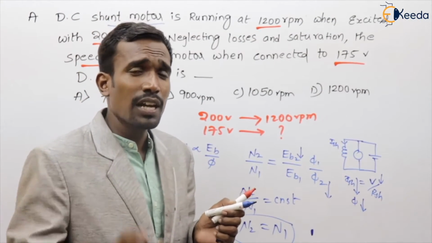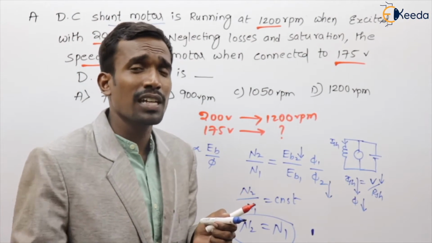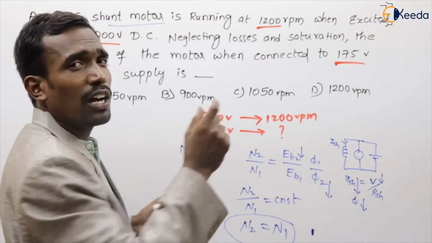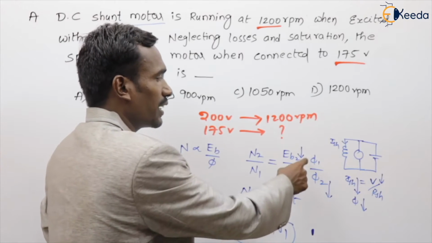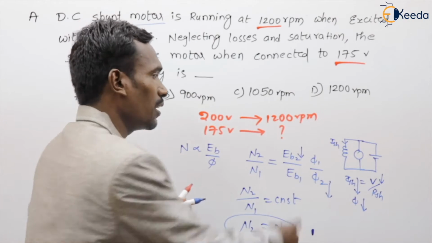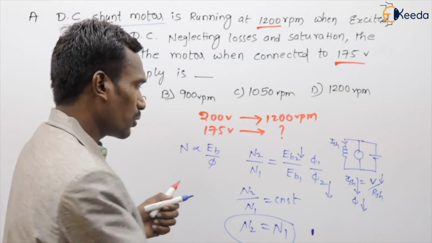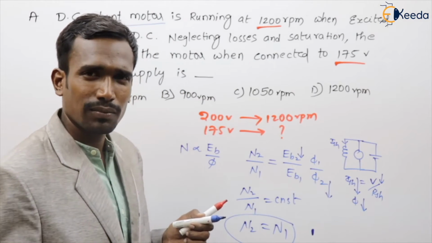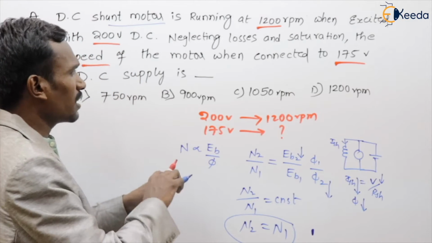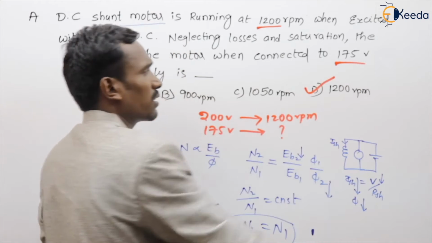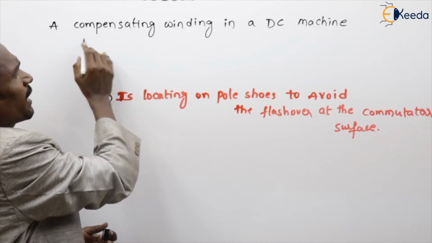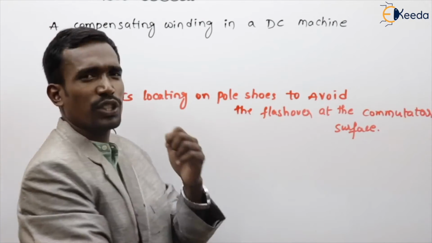In a DC shunt motor, even if you change the supply voltage, there is no change in speed, because this is a constant speed motor. Here EB reduces and flux also reduces proportionally, and both get cancelled out. So N2 is exactly equal to N1. So this is our answer. What is our answer? It is the same 1200. So next question.